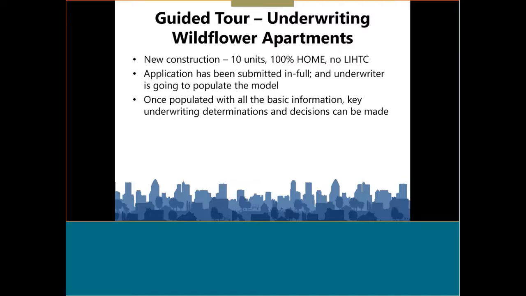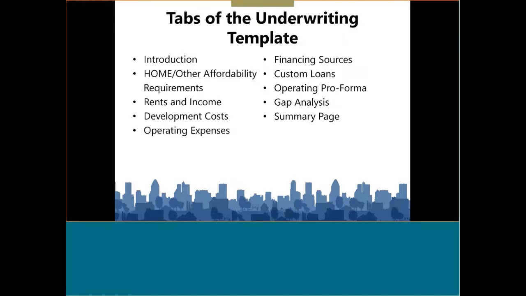Where we find ourselves in the process is that we're sitting at our desk as an underwriter for a PJ. We have all of our emails and files and papers in front of us, and we're going to start populating the model to see how the deal comes together. Once it's been populated with all this basic information, we're going to be able to make some key underwriting determinations and decisions, and you'll see how that evolves as you go.